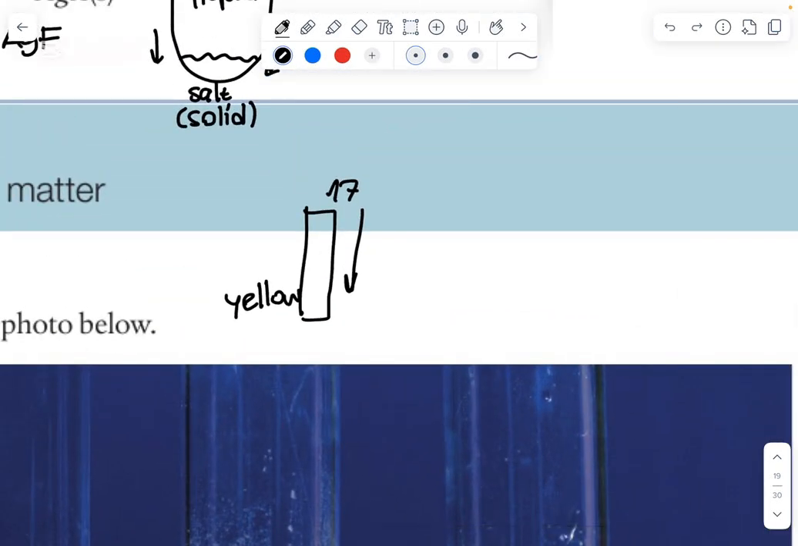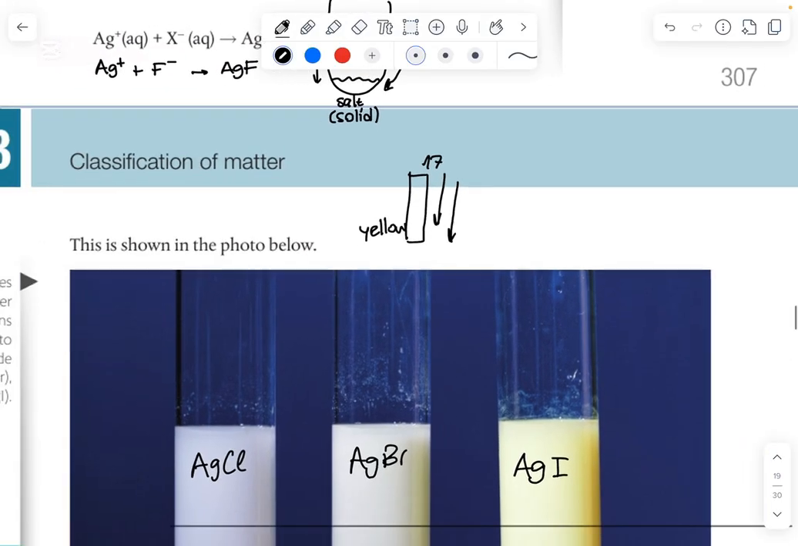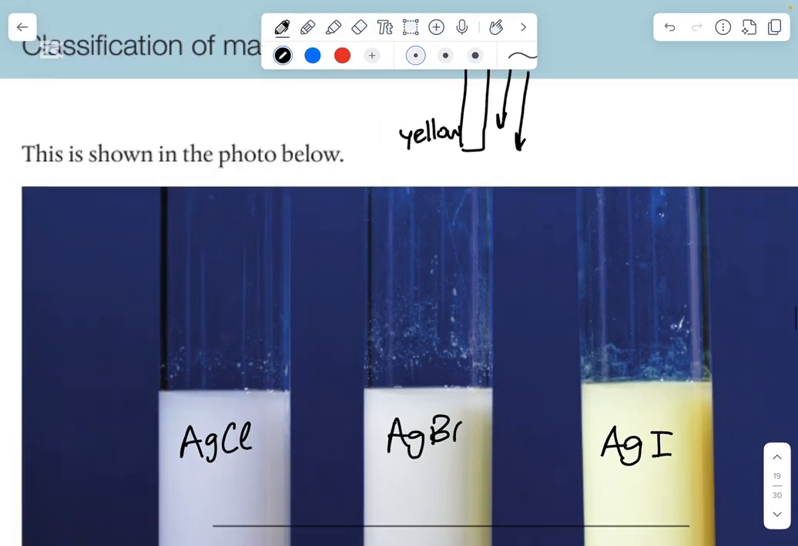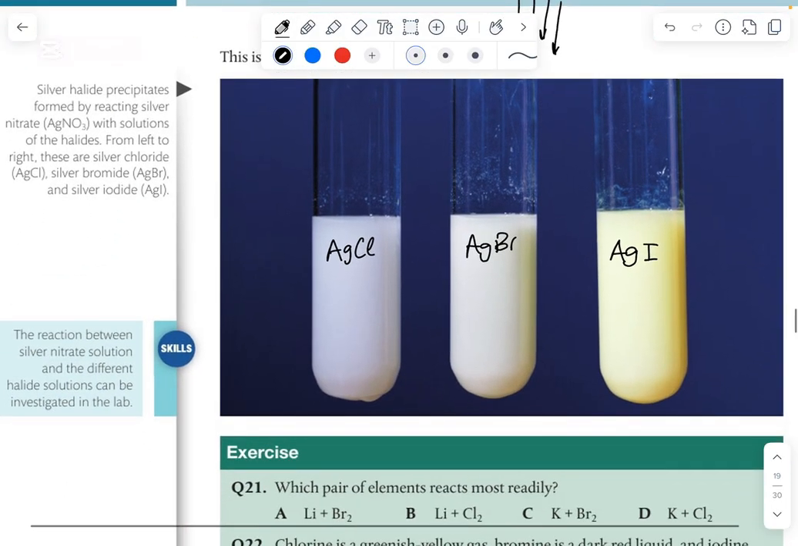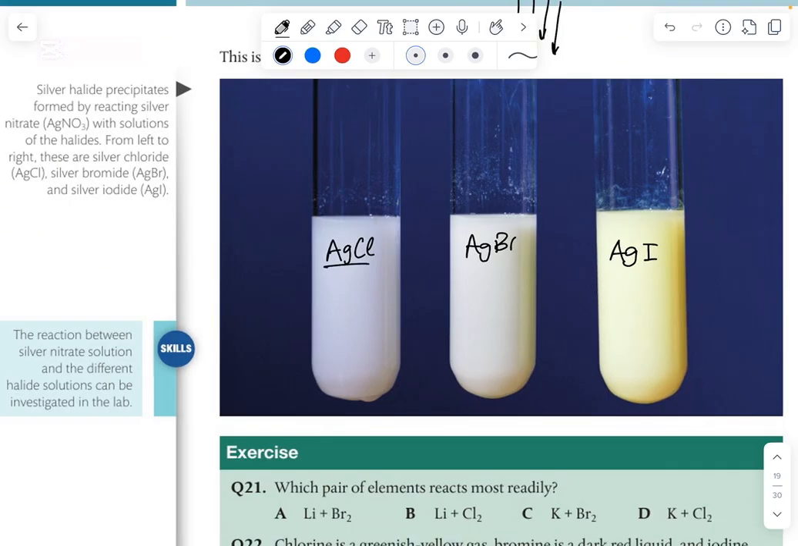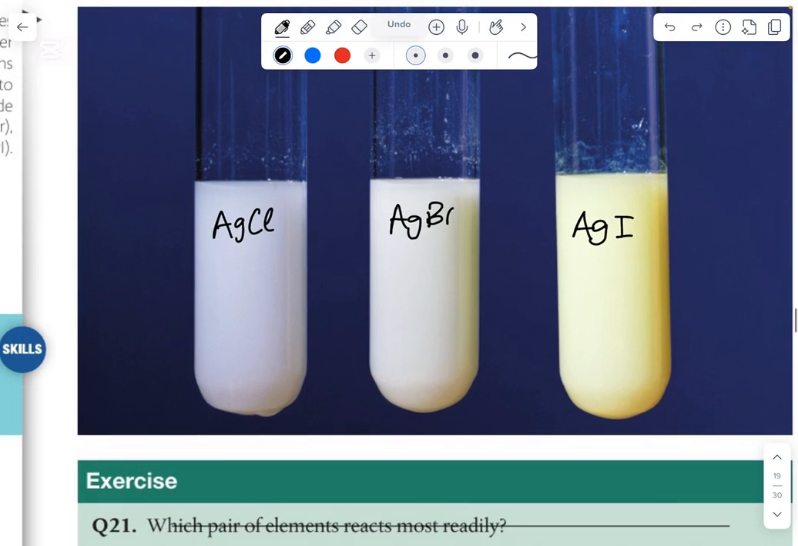So let's look at the colors of these. As you can see with the halides, which is group 17, as you move down, the precipitates are going to become more yellow. So let's take a look at it. This is silver chloride, this is silver bromide, and this is silver iodide. As you go down the halide group, it gets more and more yellow. So this is a purplish color, this is white, and this is yellow.